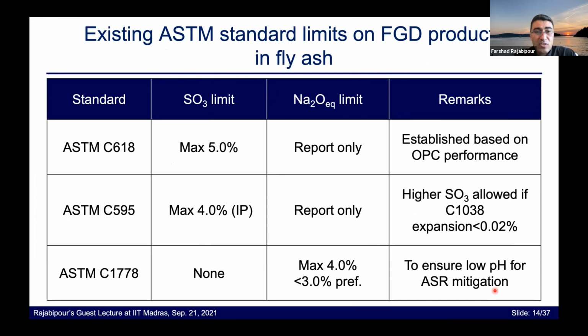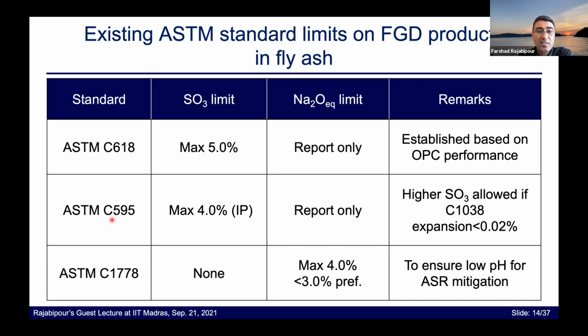Here I have a summary of the existing ASTM standards on essentially limits on SO3 and fly ash. ASTM C618, the standard specification for fly ash for use in concrete, puts a maximum 5% SO3 limit. In fly ash, there is no limit on alkali content. And this 5% SO3 limit is essentially adopted based on Portland cement specifications.